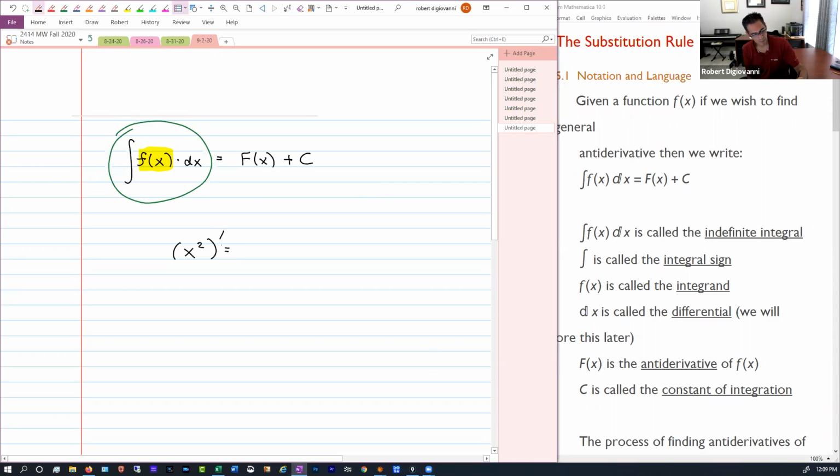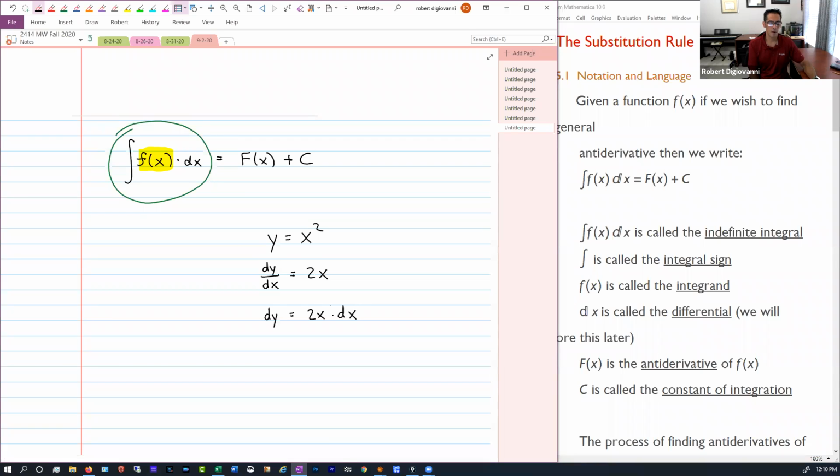Well, let's do it this way. Okay, y equals x squared. Let's take the derivative of y with respect to x. That should be 2x. Do we all agree? Now, I'd like to multiply both sides of the equation by dx. You with me? Now, that little dx is the differential we're talking about.